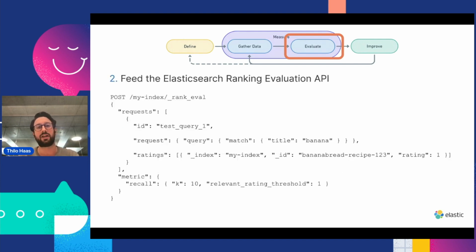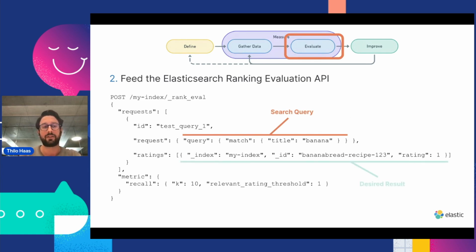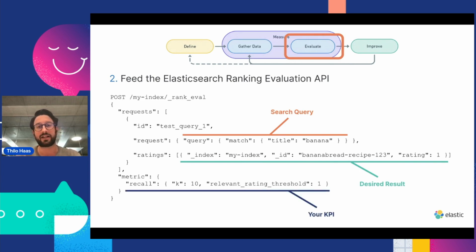But luckily, there's the Elasticsearch ranking evaluation API, which makes this process much easier. Here we can put in the search query together with the search term in the requests field. And in the ratings field, we put the desired result, the document ID. And in the metric, we can specify the desired metric which it should calculate. We of course have more than one search term, so we can put them all into the same requests array here.